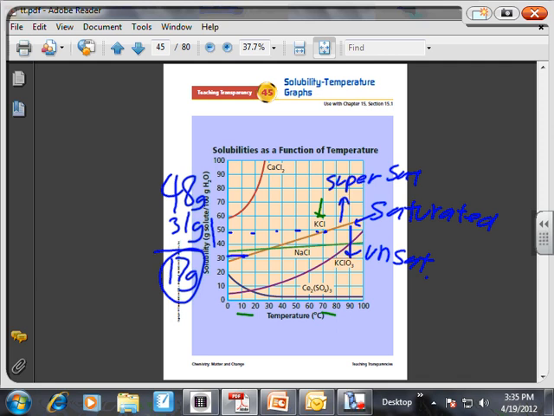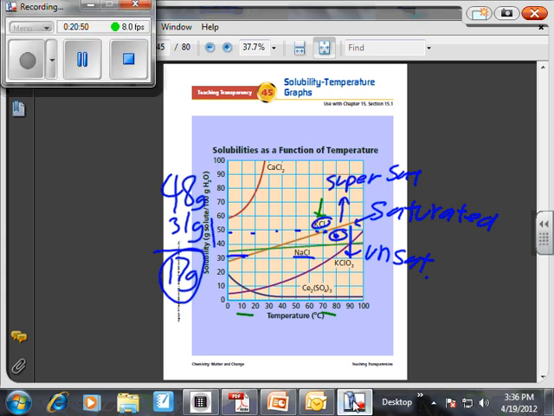Be careful when you're talking about saturated, supersaturated, and unsaturated, that you're talking about the same material. Because a point right here could be unsaturated for potassium chloride, but it could be supersaturated for sodium chloride. So it just depends what material you're talking about. So keep that in mind. And this concludes our presentation on section 15.1.